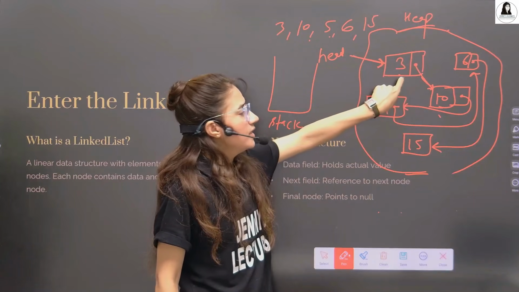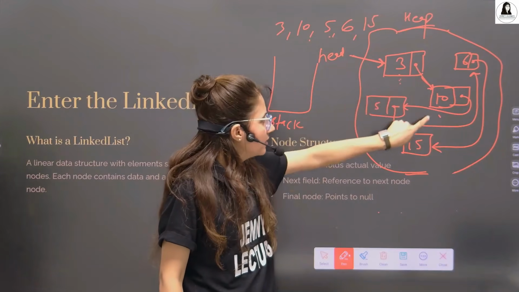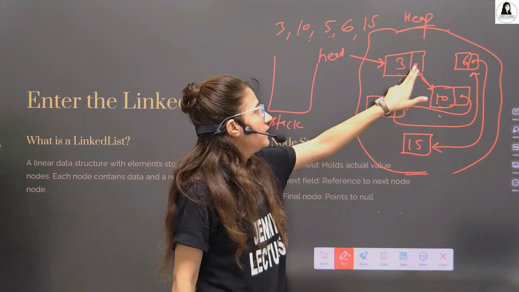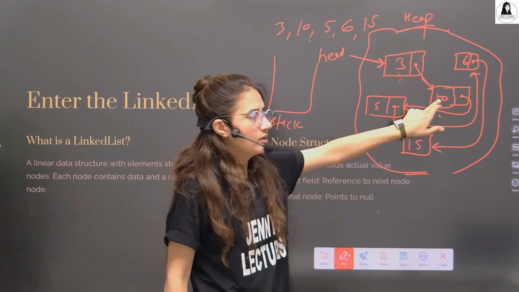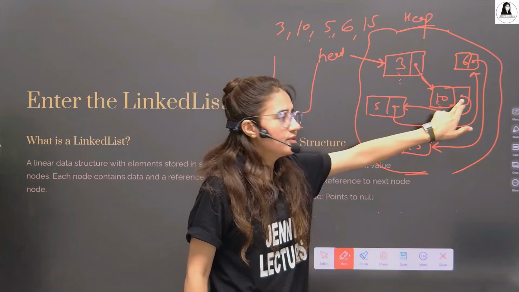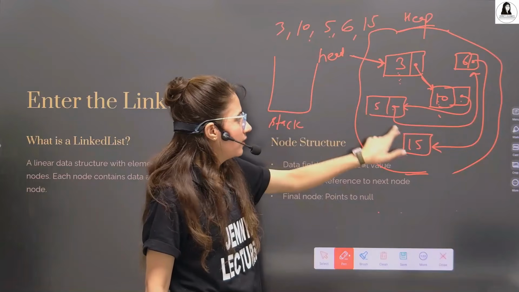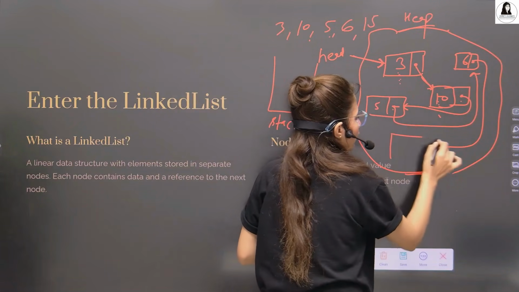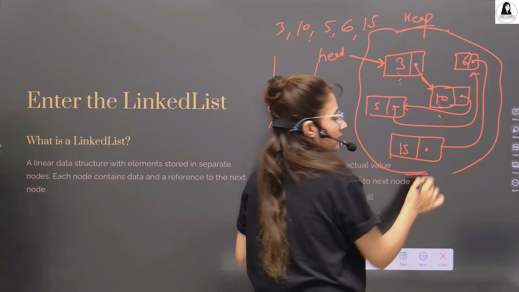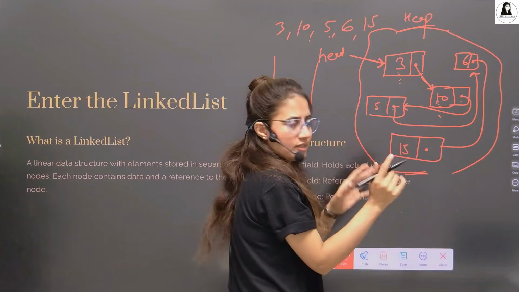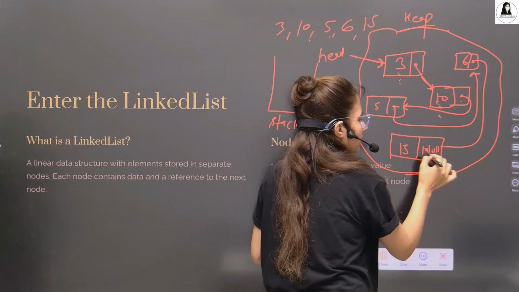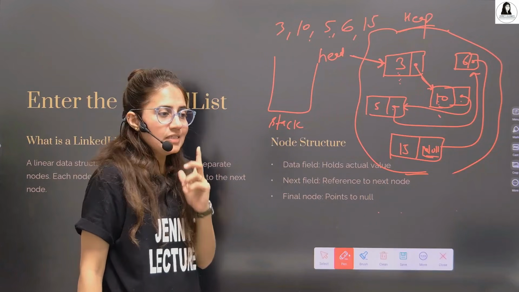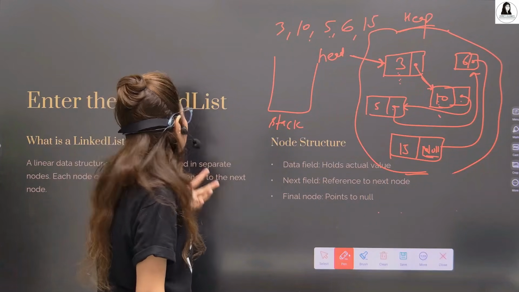Now, if you know where the head is, I can easily access and traverse all the elements in that linked list, because I know my head has the address of the next element. So I can go here. Now this has the reference or address of the next element, next node. I can go here. I can go here. Now, the last node: suppose there is no next element, so it will store null. So this is the linked list, basically how this is stored.